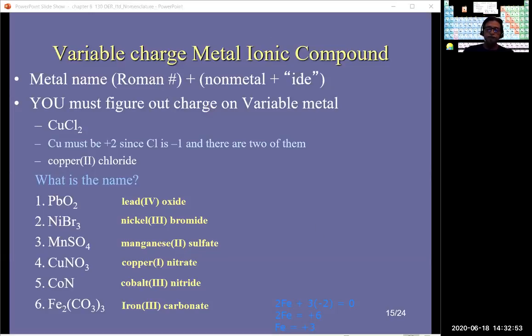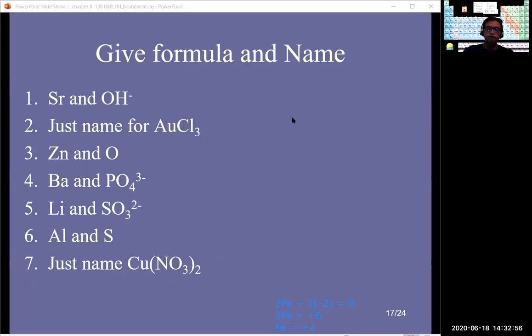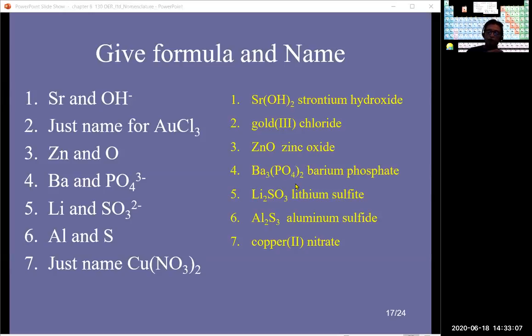All right. Let me clear this. All right, so we have strontium and hydroxide. I'm going to go ahead and give you the answers here. Strontium is in group 2, okay? The OH is hydroxide from the polyatomic ions. So strontium is in group 2, its cation charge is +2. That means that we need 2 hydroxides to counter the +2 of the strontium, okay?